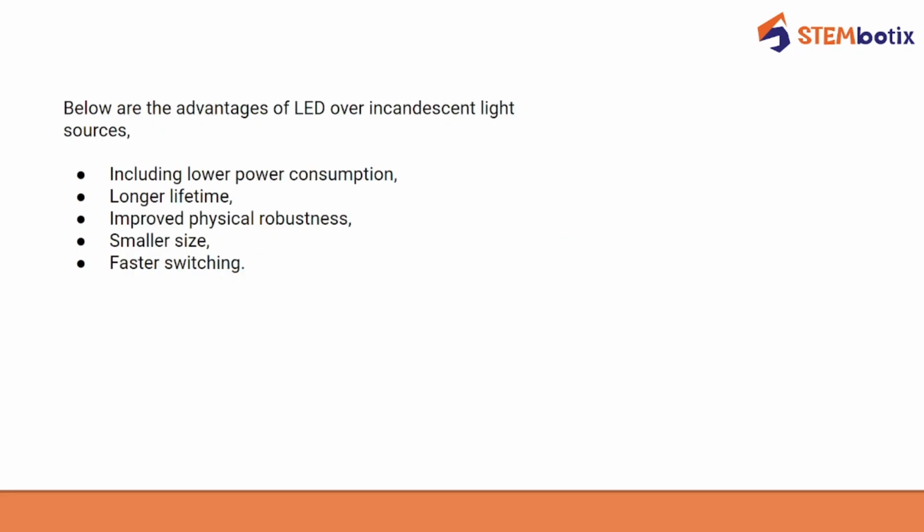Below are the advantages of LED over incandescent light sources, meaning the traditional light bulbs. The advantages of LED over the traditional light bulbs are they consume lower power, meaning they operate on lower power. The lifespan of these LEDs is longer. They have improved physical ruggedness, smaller size, and faster switching, meaning the operating speed is faster.